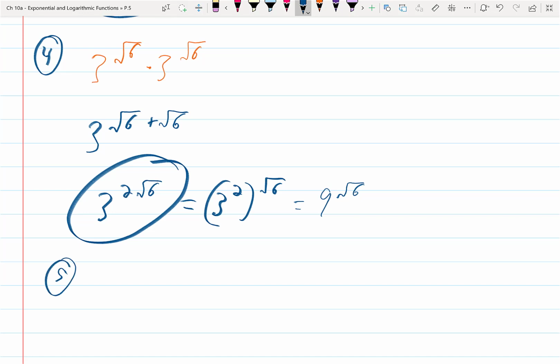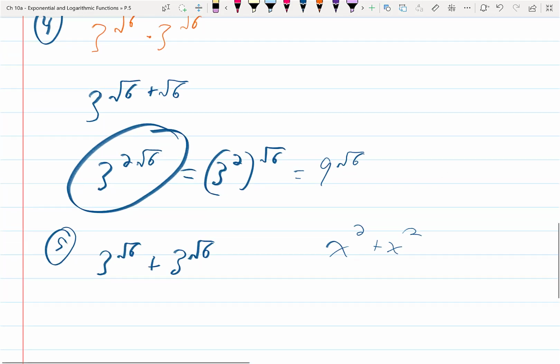Okay, number 5. 3 to the root 6 plus 3 to the root 6. This one's trickier. Would that be 6 or just 2 root 6? Be careful, because if I added x squared plus x squared, what is that? 2x squared. So if I add 3 to the root 6 plus 3 to the root 6, what's that? 2 times 3 to the root 6. No, because the 2 times 3 is not 6. So this is where we have to be very, very careful.